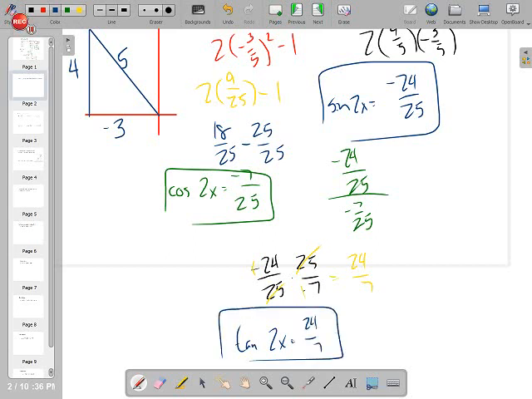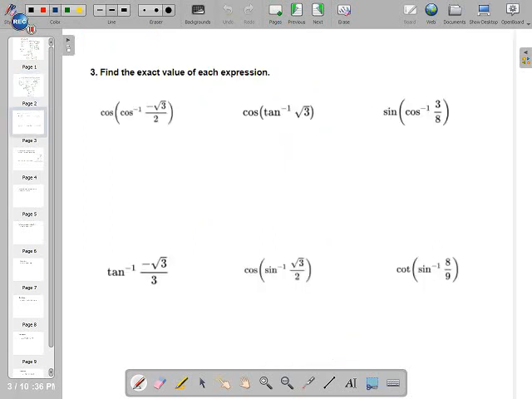Those are very similar problems, so you should treat them very similarly. Alright, inverse functions. Some of these you're going to be able to do in your head. Some of them are going to require a little bit of work.